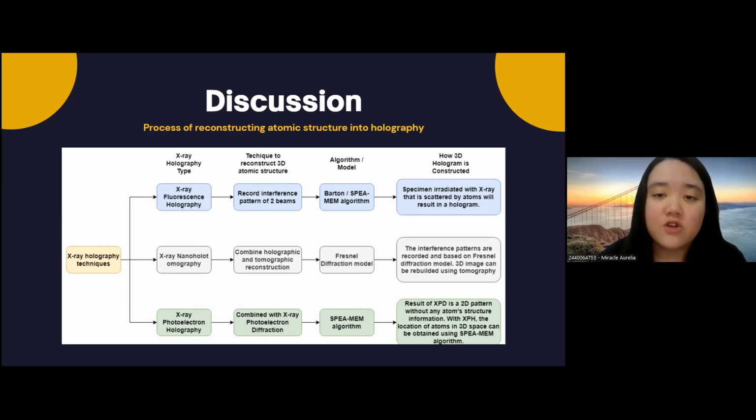It constructs a 3D hologram by recording interference pattern based on Fresnel diffraction model. 3D image will be rebuilt using tomography. Last one is X-ray photoelectron holography, which has to be combined with X-ray photoelectron diffraction and scattering pattern extraction algorithm to be able to translate the 2D pattern of atoms produced by XPD into information of atoms' position in 3D space. Next.